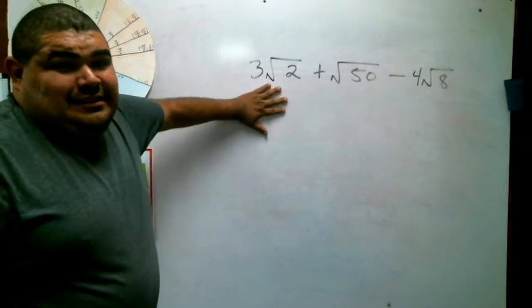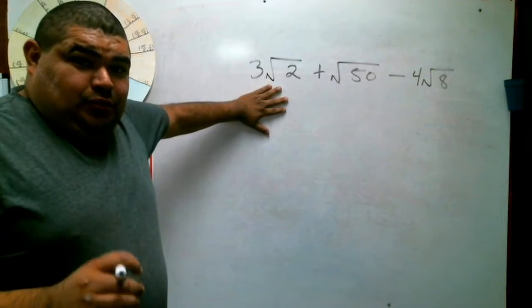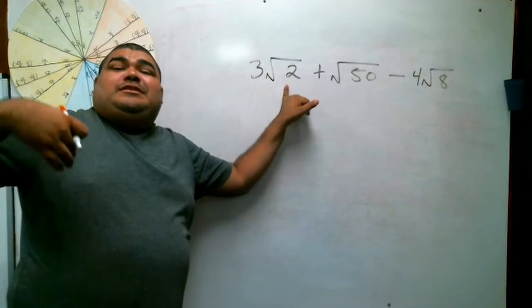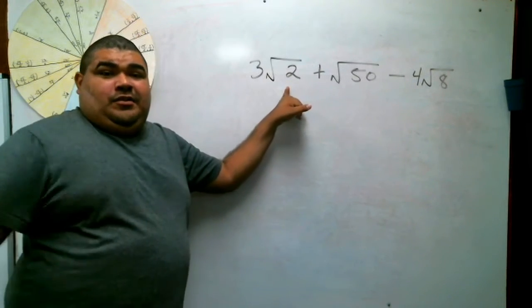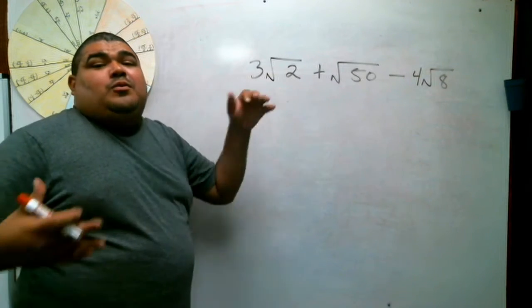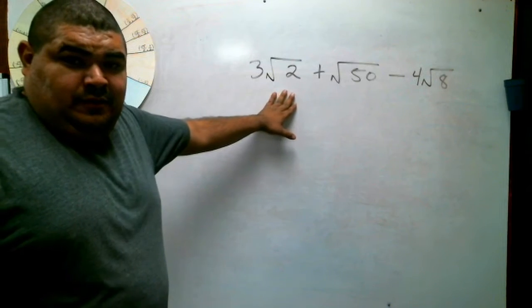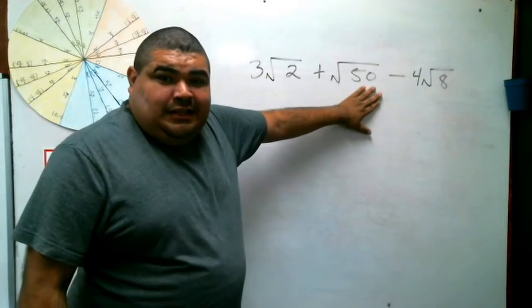Alright, notice that on the very first one, you can't really do anything to it because the radical is already simplified as much as you can. The only other number is 1 times 2, which doesn't really work. So we really don't have to do anything here. So let's move on to the next one.